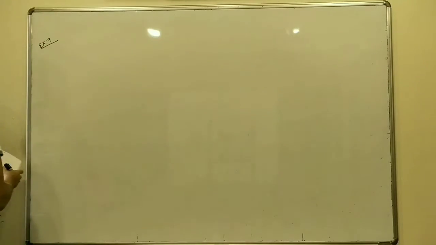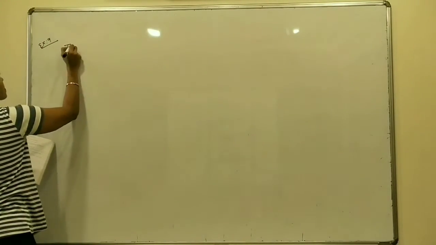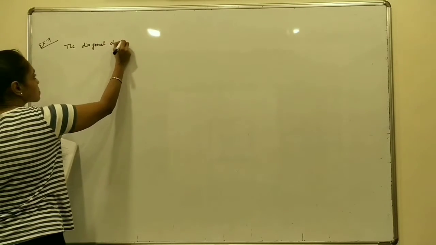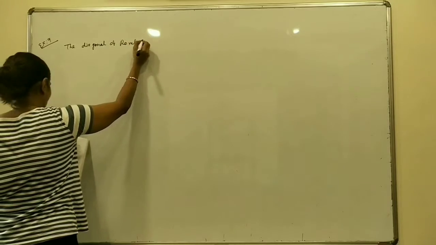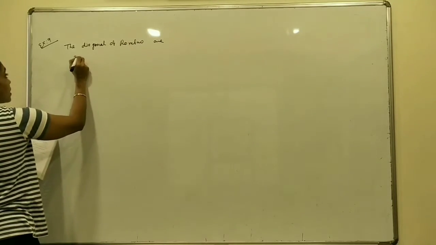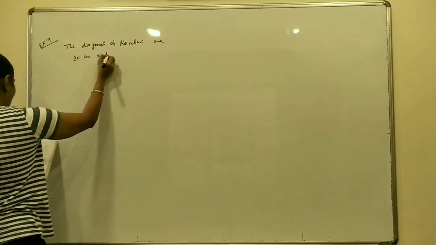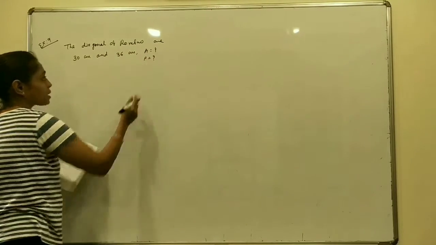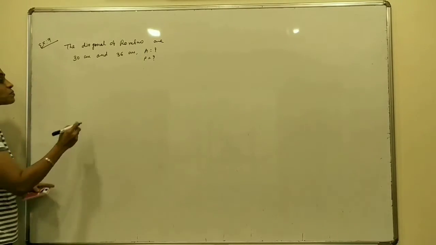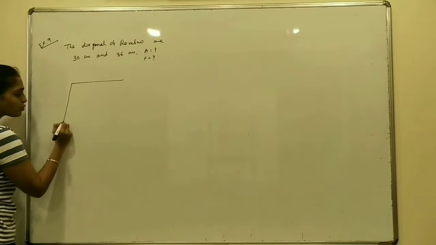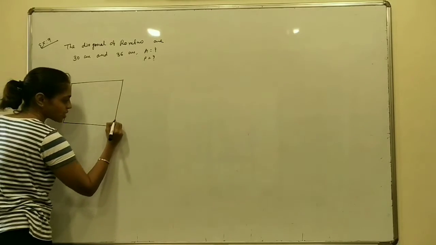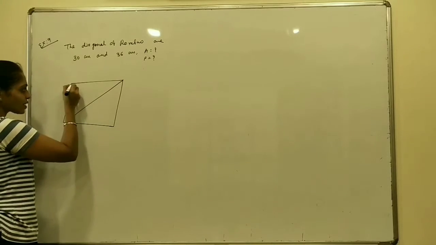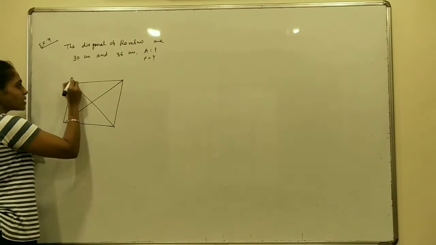Example number 9. The diagonals of a rhombus are 30 centimeter and 36 centimeter. You have to find area and perimeter. In the rhombus, all the four sides are equal. But you can see that one diagonal is greater than the other. ABCD.